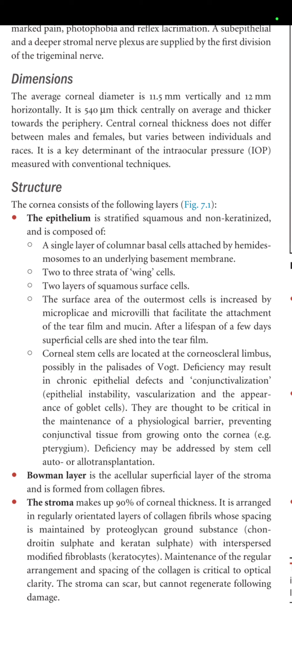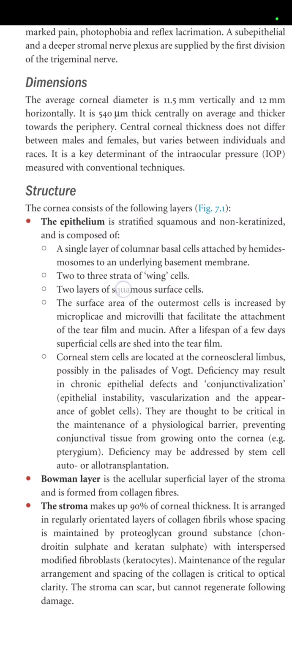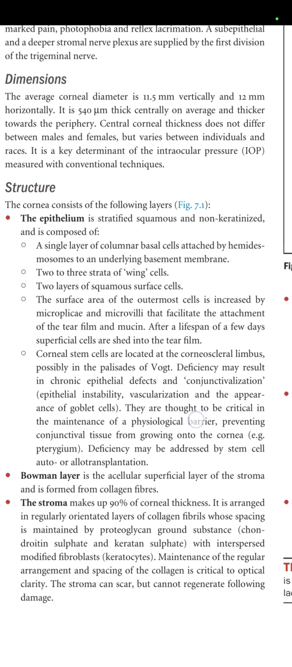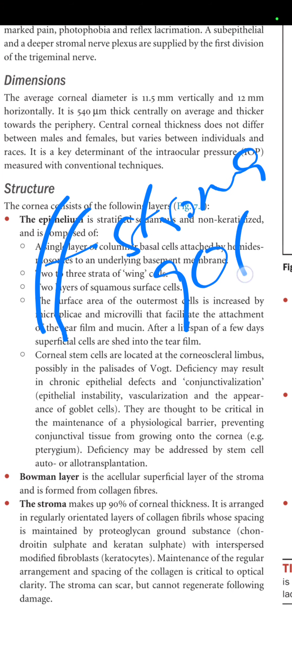Then there is Bowman's layer. Bowman's layer is the acellular superficial layer of the stroma, and it is formed by collagen fibers. So the next layer we have is Bowman's layer, which is basically composed of collagen fibers, and it is acellular. Then there comes the stroma. The stroma makes up 90% of the corneal thickness. So the thickest part of the cornea is the stroma, and it is very important.